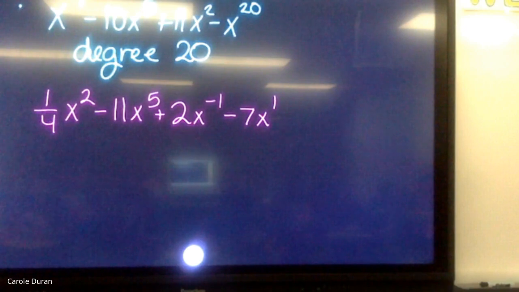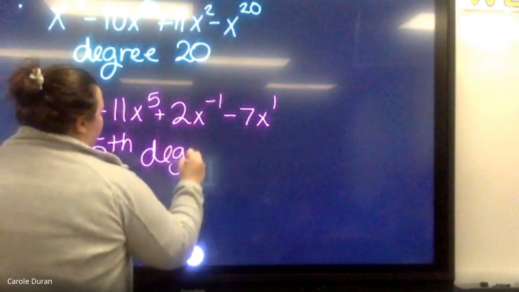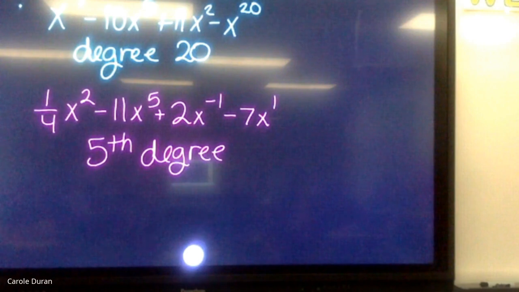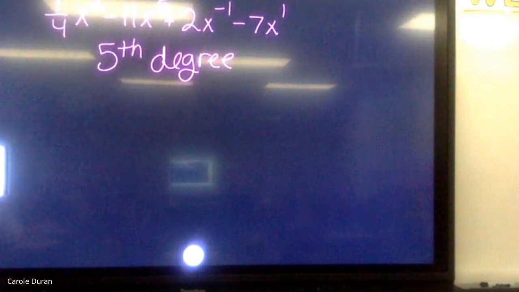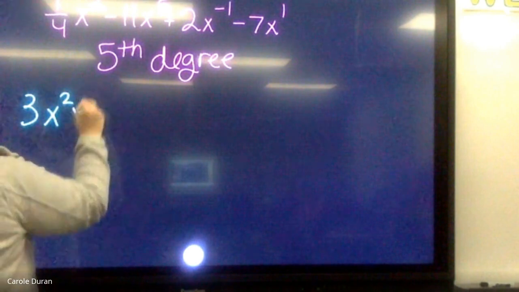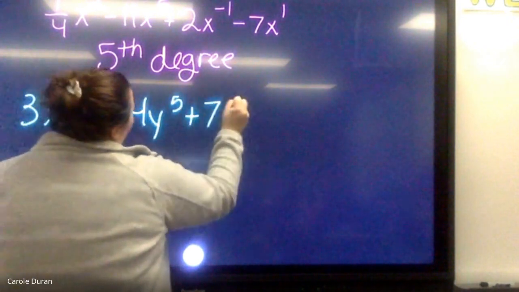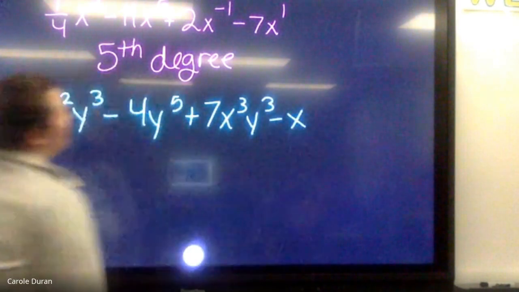Is anybody confused by how to identify the degree of a polynomial like this? No, we're pretty good, right? Absolutely. So what if I didn't just have one variable present in my polynomial? What if, for instance, I had something like 3x squared y cubed minus 4y to the 5th plus 7x cubed y cubed minus x.